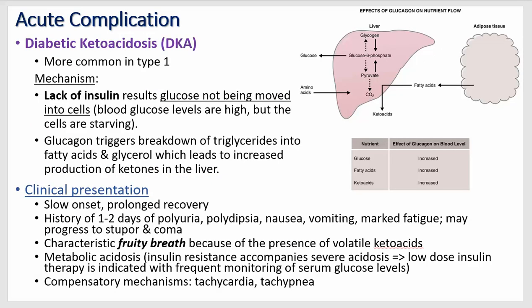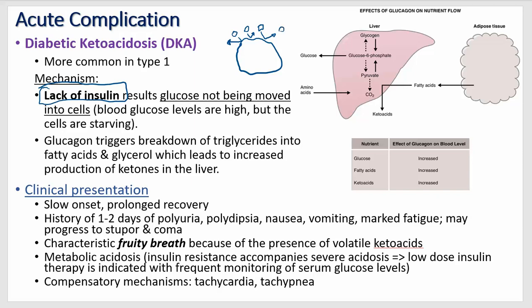Okay, so let's talk about diabetic ketoacidosis. It's more common in type 1, as we mentioned. And the reason is because there is a lack of insulin. So if this is a cell, a lack of insulin means that glucose is not going to move into that cell. Now, remember earlier we said, what is the body's favorite form of energy? And we said it's glucose. Yay. So this cell is not going to get the glucose that it needs to function.